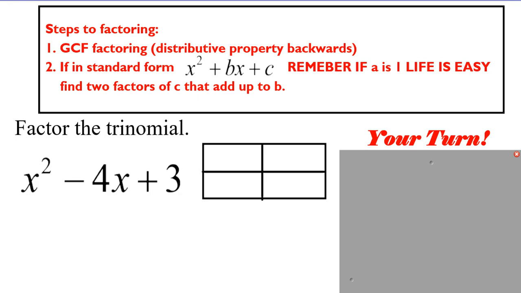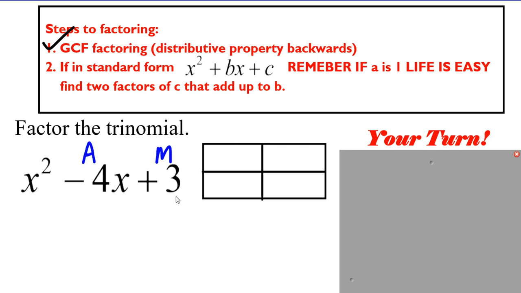I'm going to do one more, then I'll give you a chance to try. Step one, do greatest common factor factoring. Is there anything I can divide out? Nope. There's no numbers that all of these have in common and no x's, so step one is done. Now I need to find two numbers that multiply to be a positive 3 and add up to be a negative 4.